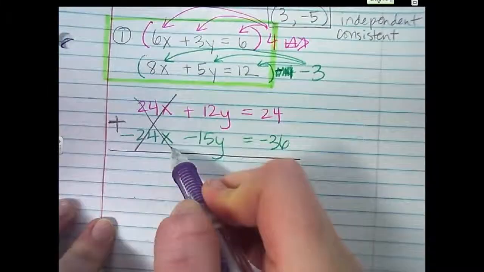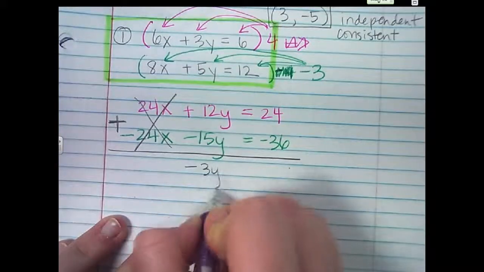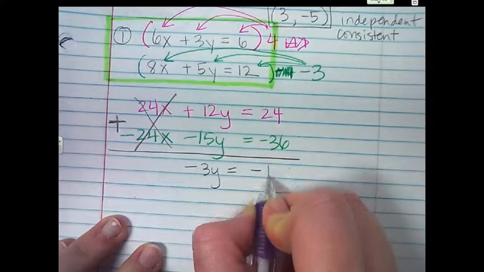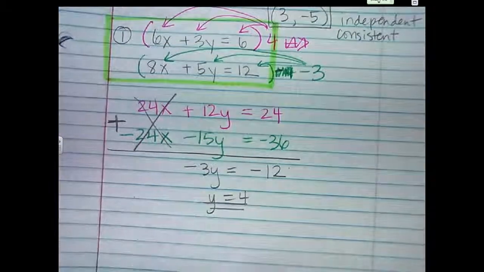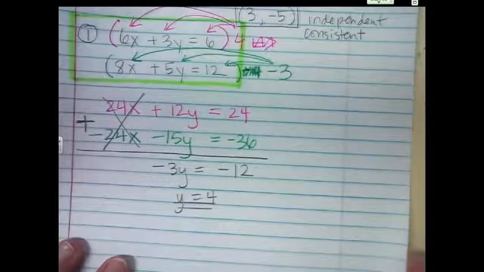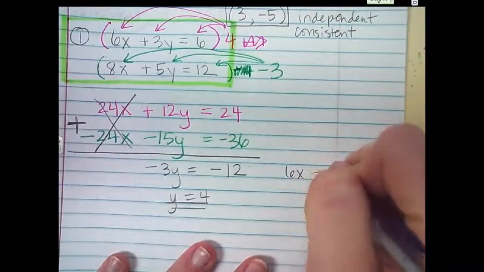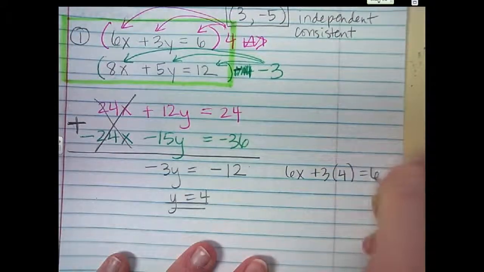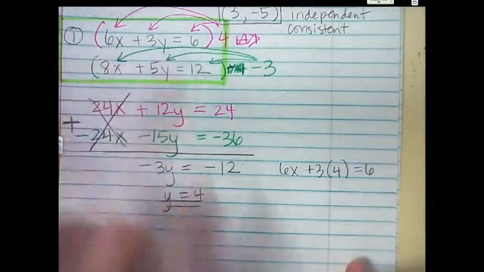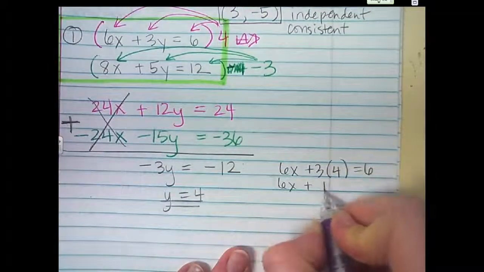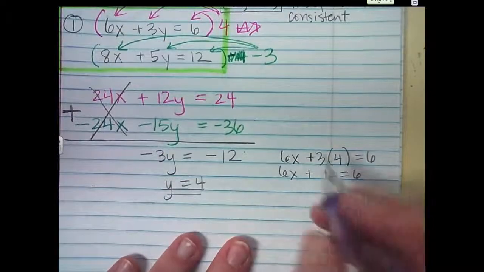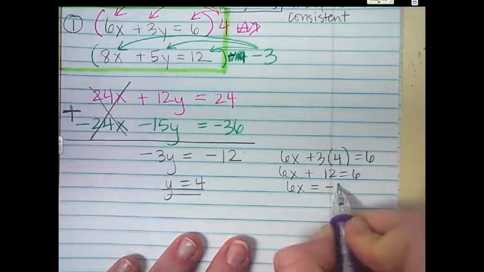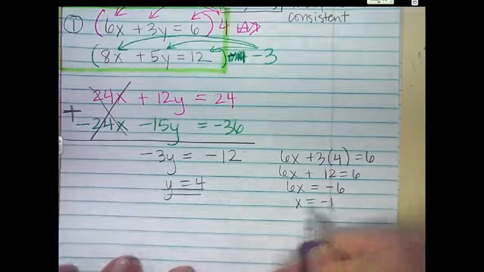So x's go away. Negative 3y equals negative 12. Y equals 4. Go back to one of the originals. So I'm going to go to the first one, going back to the very first equation. 6x plus 3 times 4 equals 6. 6x plus 12 equals 6. Subtract over the 12, which would be negative 6. So x is negative 1.